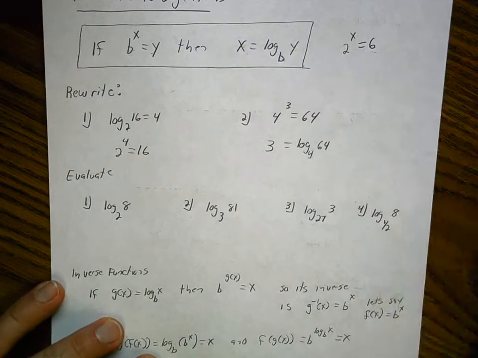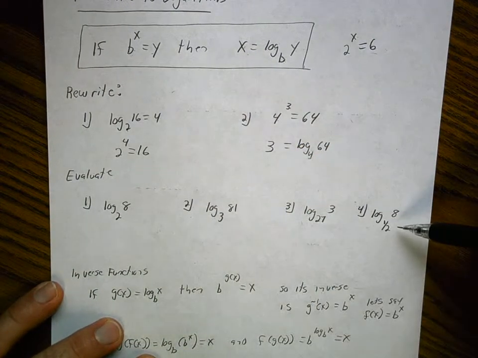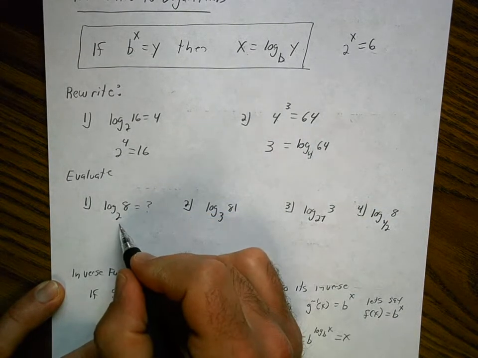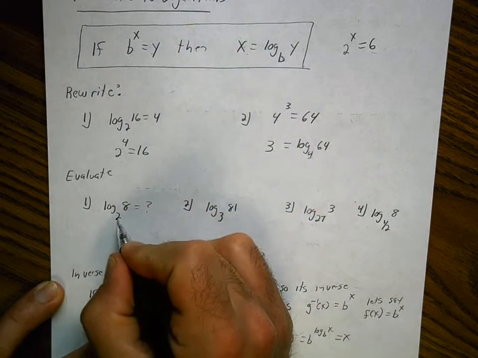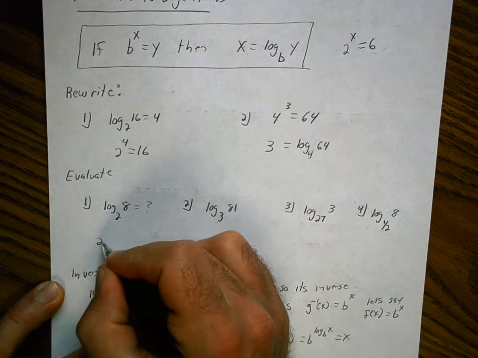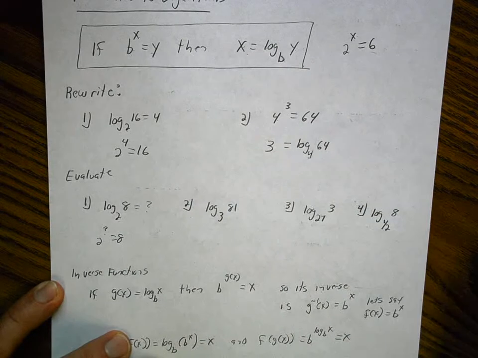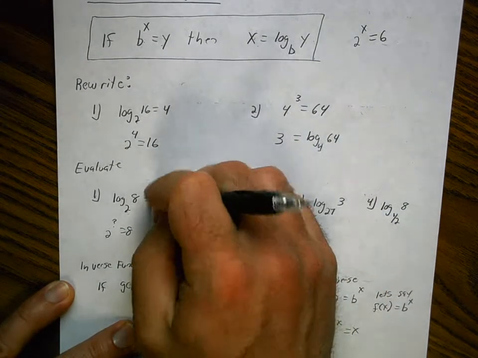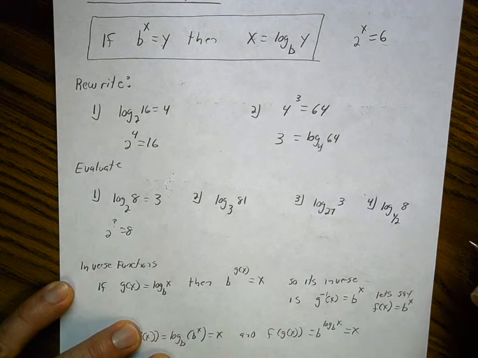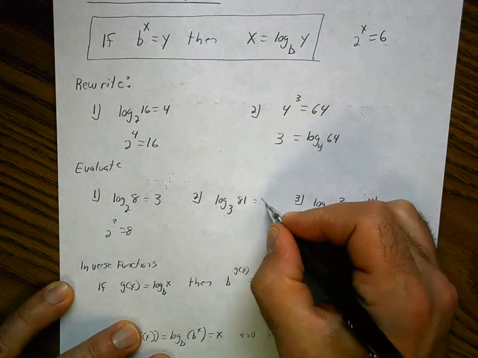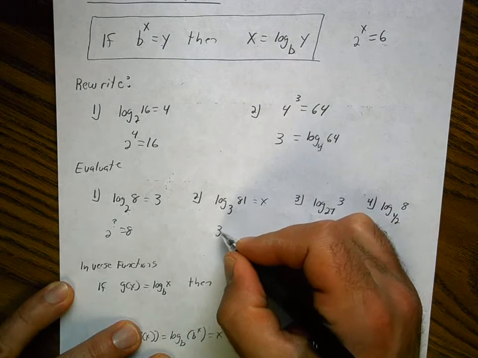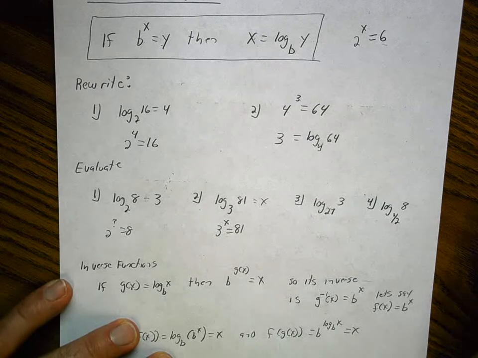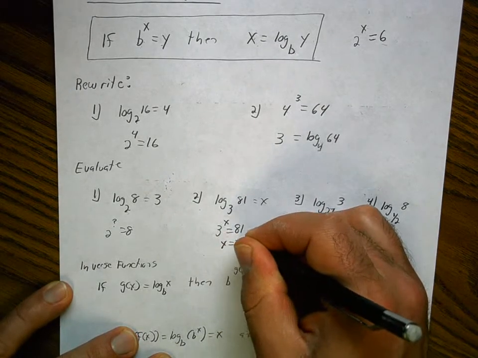Okay? We'll also be able to evaluate these logarithms. Okay? So you're simply trying to figure out what this equals. And if I rewrite this as an exponential, I'd be asking myself 2 to what power equals 8? Well, we know that 2 to the third equals 8, so this answer is 3. Okay, if I set it equal to x, we can just rewrite it as 3 to the x equals 81. So what do I have to raise 3 to get 81? And that would happen to be 4.